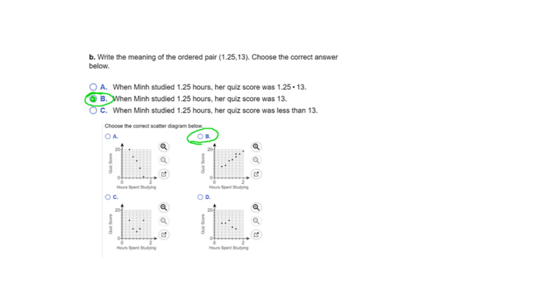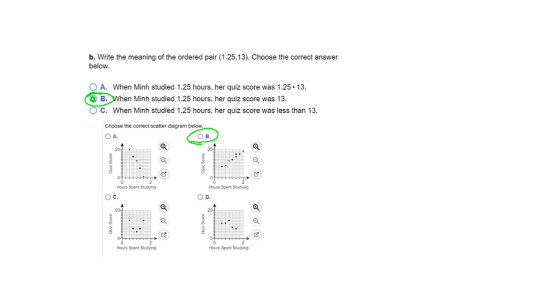Okay, so this is a continuation of the data on that page before. First, they want you to write the meaning of the ordered pair 1.25, comma 13. Well, we know that the X is hours of how many hours they studied, and the Y is the score. So it would be that when she studied 1.25 hours, her quiz score was 13.